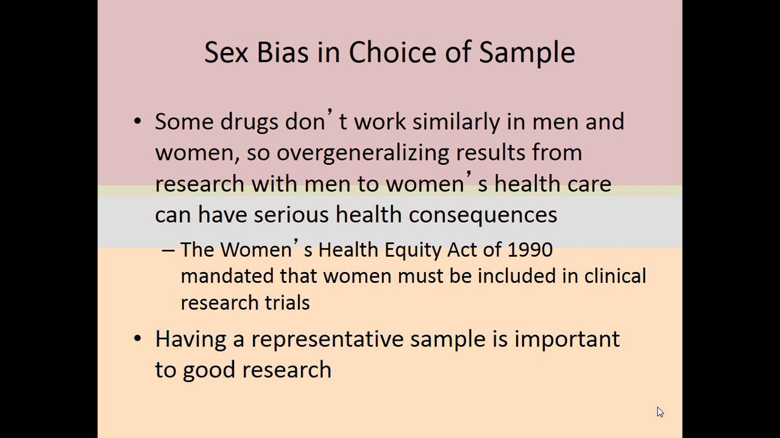We found that there are certain medications that don't work the same in men and women. For example, certain medical conditions as well. Heart attack looks different in women than it does in men. Heart medications work differently on women than men, but because most of the research had been done on men, they were putting women on the same heart drugs. And this overgeneralizing actually can have very serious health consequences for women because it doesn't work the same way.